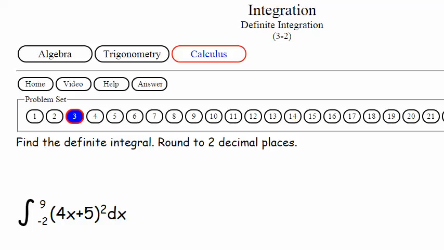We've got the integral from -2 to 9 of (4x plus 5) quantity squared dx, rounded to 2 decimal places. So I've got that written down. Let's go on over to the whiteboard and see what we got.